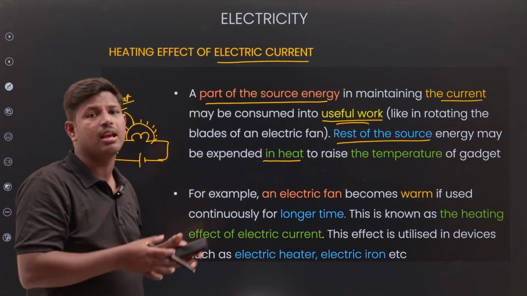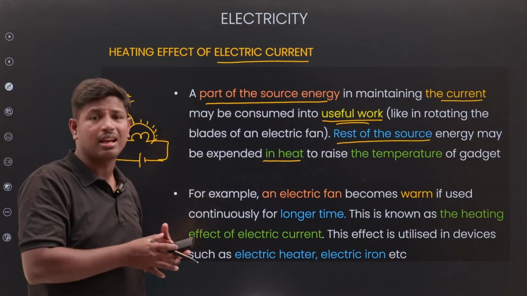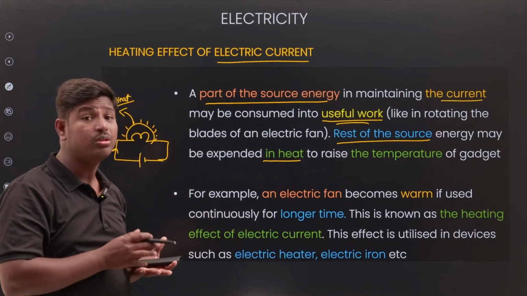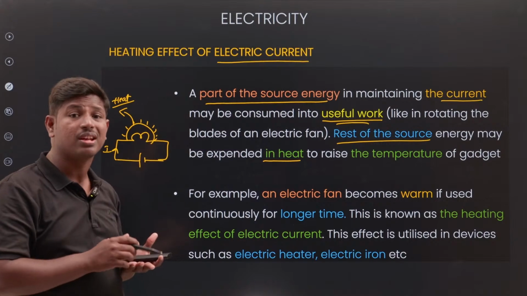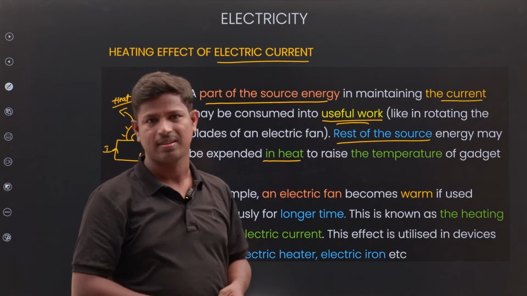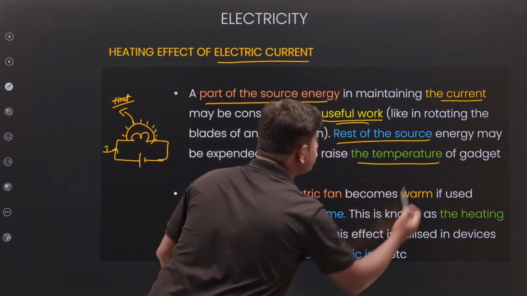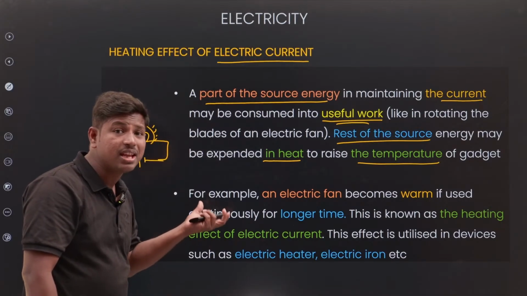It produces light energy, right? Because it is continuously working, the light energy gives some amount of heat. How does the heat come? From resistance. If it has more resistance, it produces more heat. This raises the temperature of the gadget. Why does the heat come? The temperature of the gadget rises.